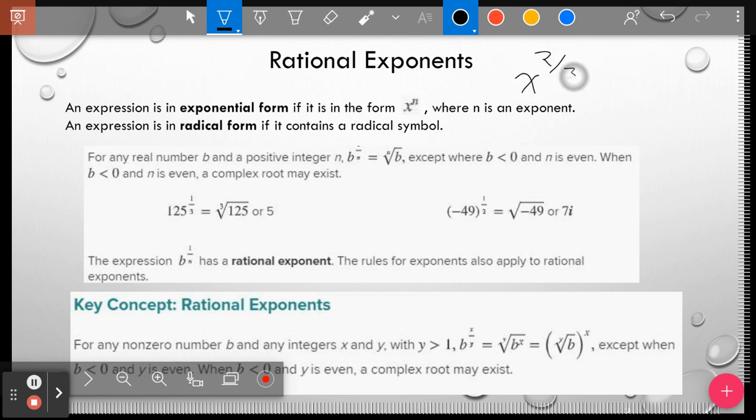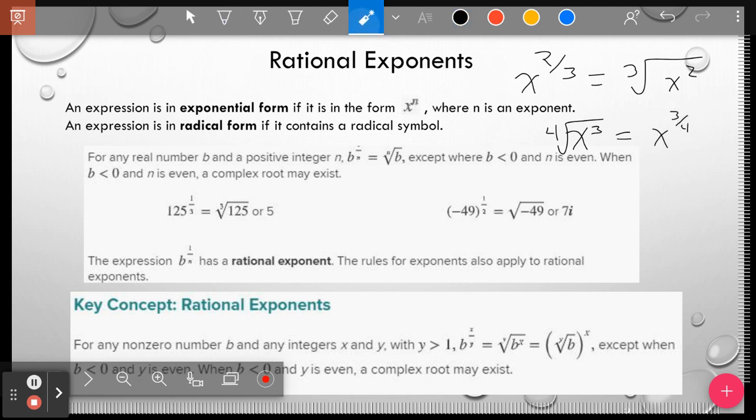I always say maybe it's easier to use x first, even though that's a weird thing to say. If I do x to the 2/3, that would be the 3rd root of x squared. Whereas the reverse, if I have, say, the 4th root of x to the 3rd, that would become x to the 3/4 power. And so you've got to be able to go both ways, from exponential form to radical form, and from radical form to exponential form.